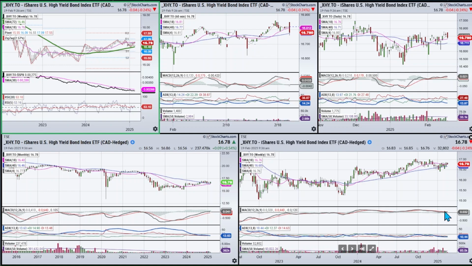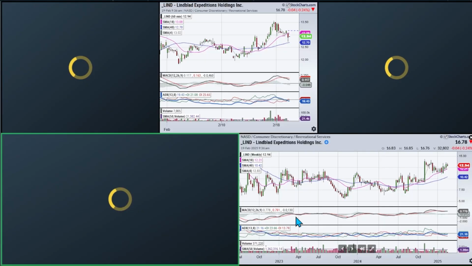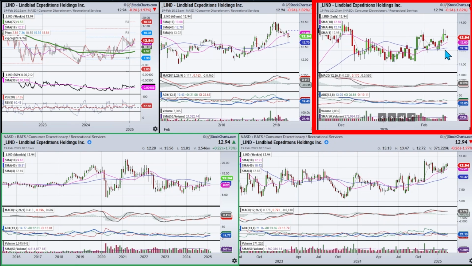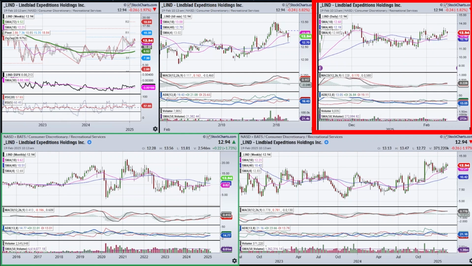The MACD is actually in a pretty decent position, and I think it could support a move to the upside. All right, let's look at this LIND. So a question was asked about this pinch play as a potential entry point. All right, and I don't have a problem with that pinch play.